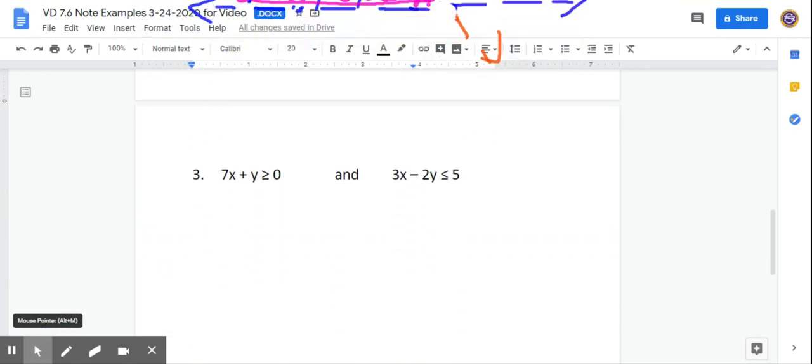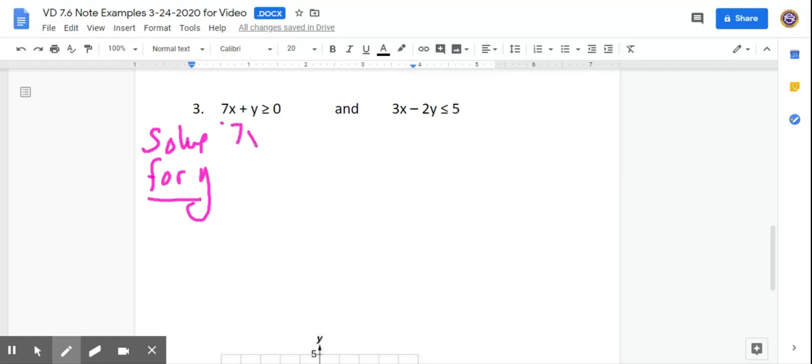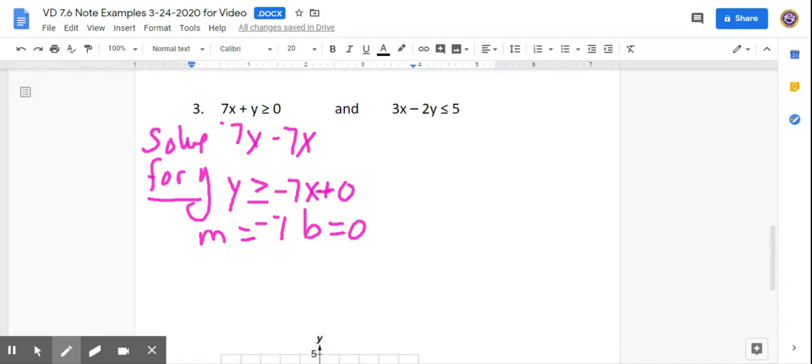Let's do the last one. So the last one has a lot of work, or more work. We first have to solve for y, all right? So the first thing we're going to do is solve for y. So we're going to subtract 7x from both sides, and we're going to get y is greater than or equal to negative 7x plus 0. So m equals negative 7 and b equals 0.